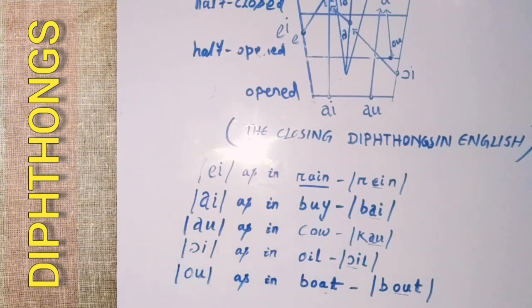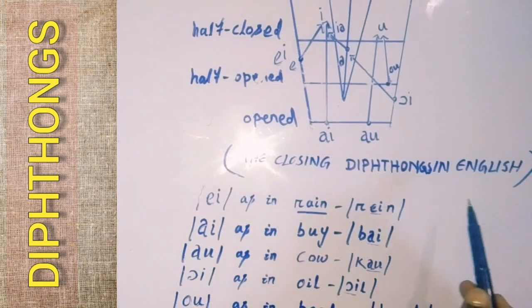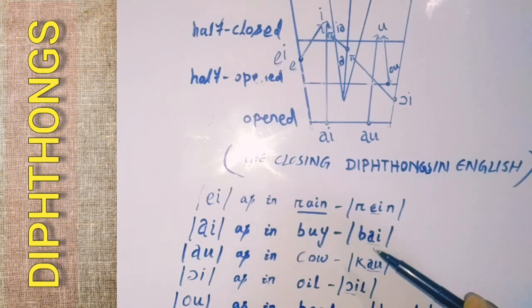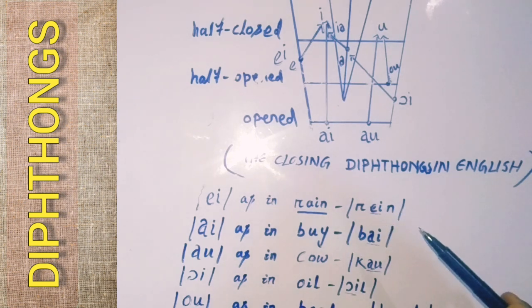So students, this is all about the 5 closing diphthongs in English. In my next video, I will explain the 3 centering vowels or centering diphthongs. For that, watch my last video.